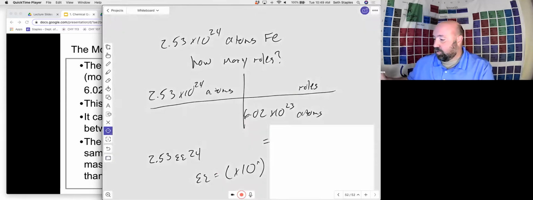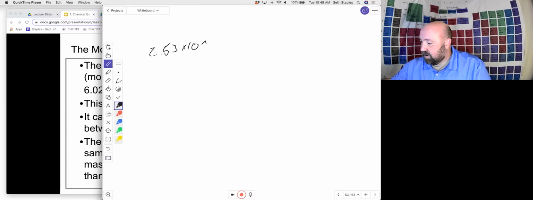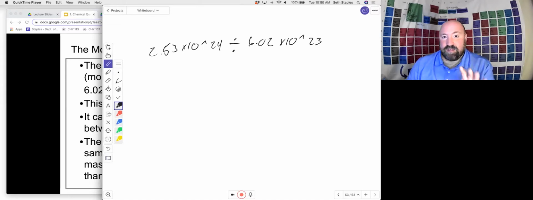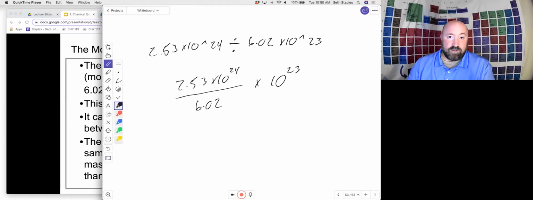What the calculator will do, so we had 2.53, just to show you an example. If you just put this into the calculator like this, 2.53, and then you do multiplication symbol times 10, caret 24, and then you do your division symbol. So again, if you're literally just putting it into the calculator like this, 6.02 times 10, caret 23. If you type it in there like this, the calculator is going to do this one first, perfectly appropriately. But then it's going to divide by 6.02, then it's going to multiply that whole answer times 10 to the 23rd, and you'll get wrong answers.